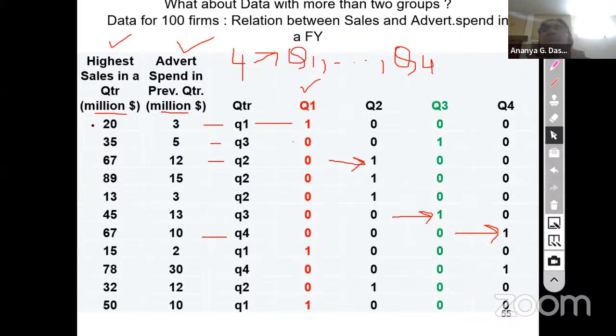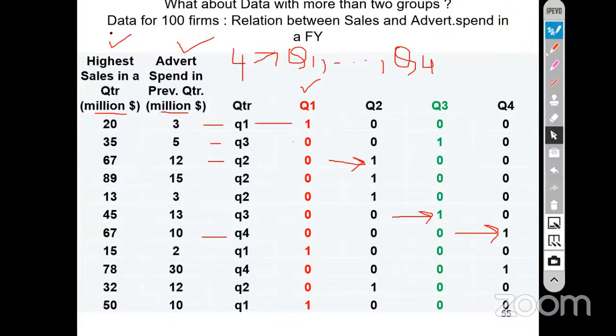Yeah, I see. So you see, suppose this is for a cross section. So I have data for 100 firms.